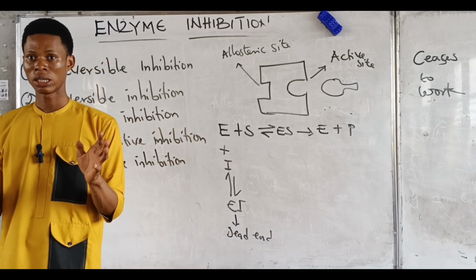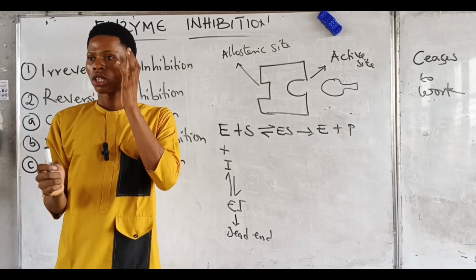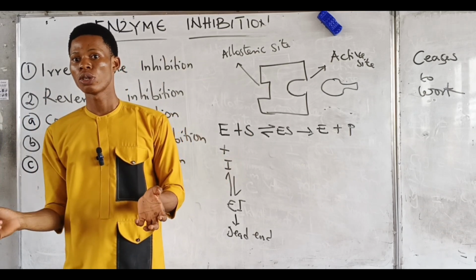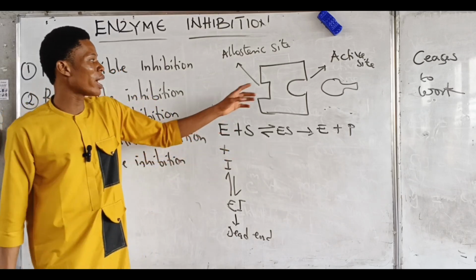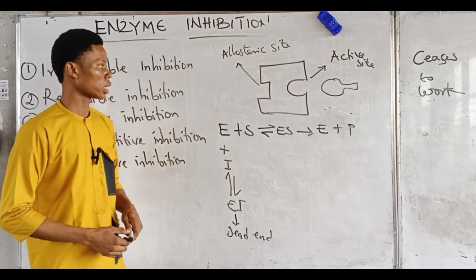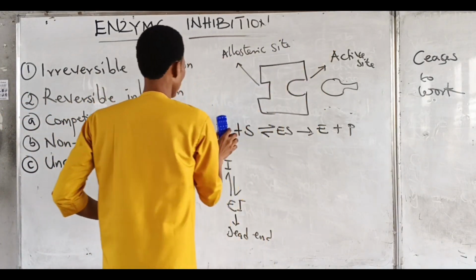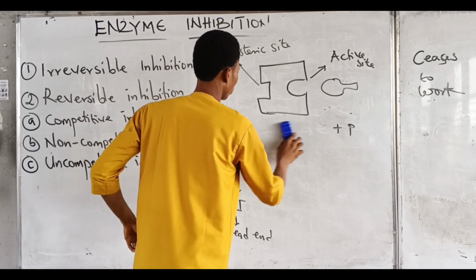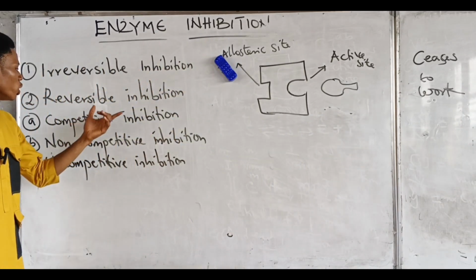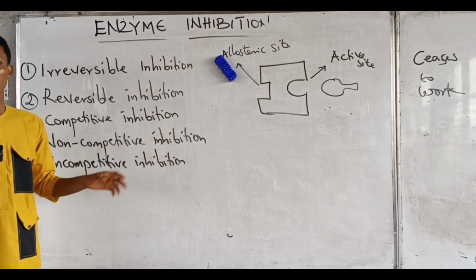Do we understand? So the bottom line here is, in competitive inhibition, the substrate and the inhibitor have the same shape. So they are competing to bind to the active site. Do we understand that? All right. Now, the second form of reversible inhibition is non-competitive inhibition.